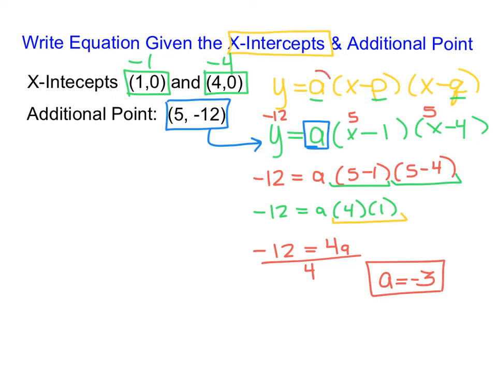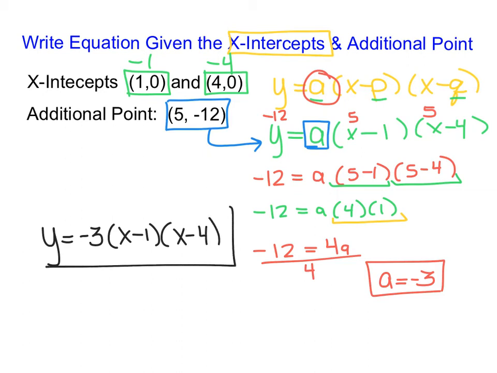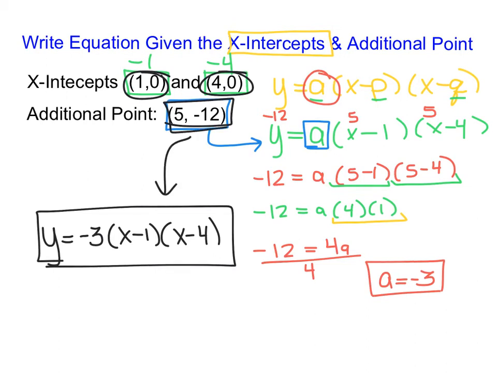So now we have our a value here, so we can write our final equation in intercept form. So we have y equals negative 3, then in parentheses, we have (x minus 1) and (x minus 4). So there is our intercept form. We can see we have our two x-intercepts of 1 and 4, and then we have an a value that we used this point to create, so that point of (5, negative 12) works in this equation.